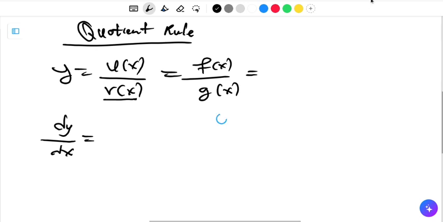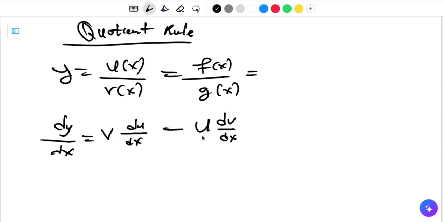There is a nice part that you need to know, and you are not supposed to forget about it. You need to multiply v by du dx, then minus u dv dx, and this is going to be divided by v squared. So this is the first formula that you need to know when you let the function they give you be equal to u and v.